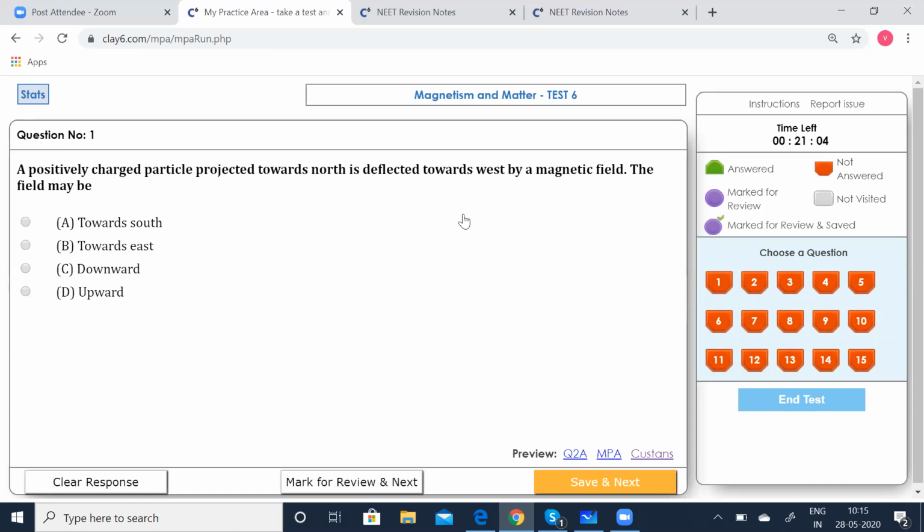Using this, you can see the positively charged particle is projected towards north. That means the thumb points towards the north, and so the field is going to be in the upward direction. So D is the correct option. You can stretch all three fingers of your left hand and decide which is the correct answer.